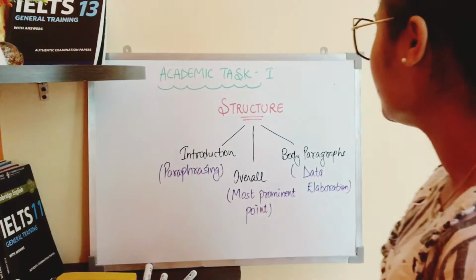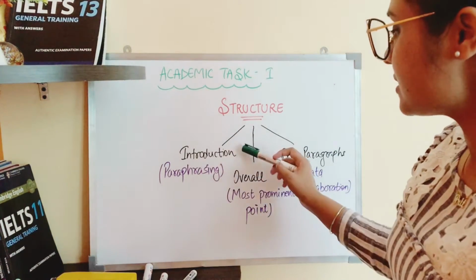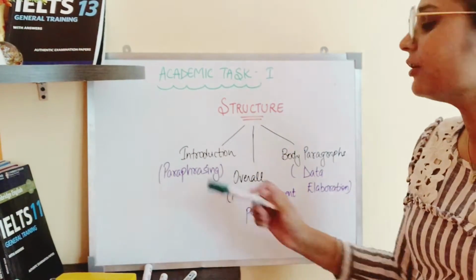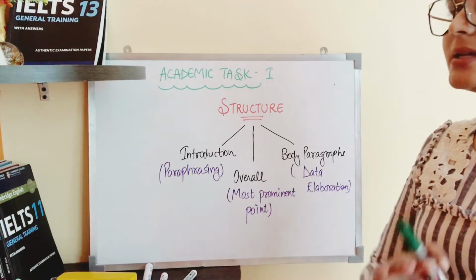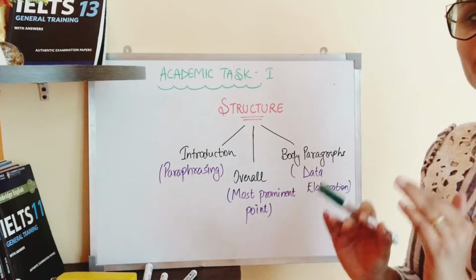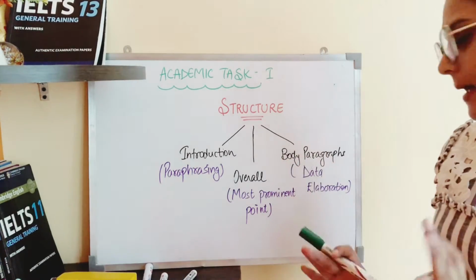Now let's move to structure of task 1. As I already discussed the structure of task 2, even task 1 has a definite structure which we have to follow while attempting your task 1. So structure involves 3 parts. First is your introduction, which is a kind of paraphrasing. In this part, we will paraphrase the sentence or the line which they will give us in the exam.